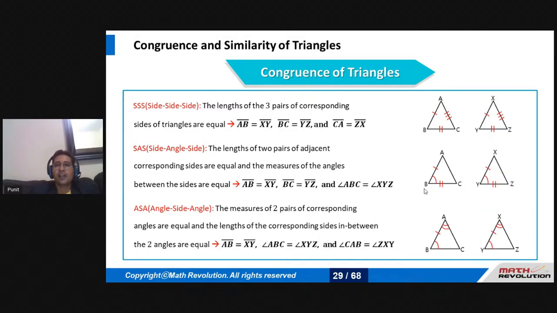When we have SSS, then we have AB equals XY, BC equals YZ, XC equals AC. When we have SAS, then AB equals XY, BC equals YZ. So the angle between these two sides, that is angle ABC and angle XYZ, would be equal. And when you say ASA, angle ABC is equal to angle XYZ, and angle CAB equals angle ZXY, and hence AB would be equal to XY.